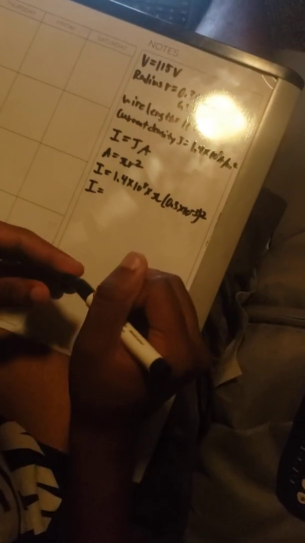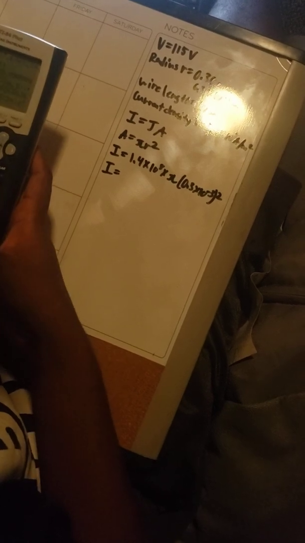Then just put this into our calculator: 1.4 times 10 to the 8th times pi times 0.3 times 10 to the negative 3, squared. And from there we get our current, which is 39.58 amperes. Okay, so now we got our current.